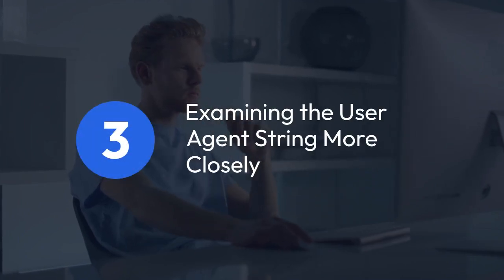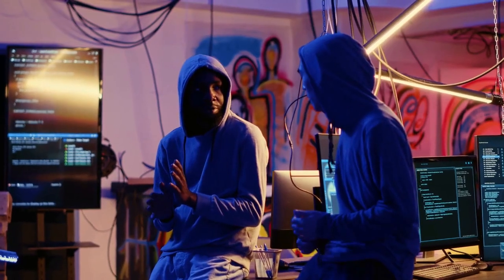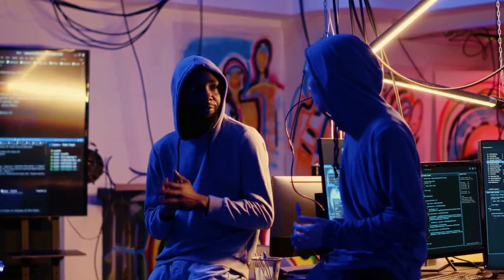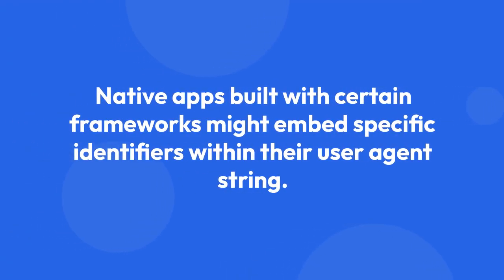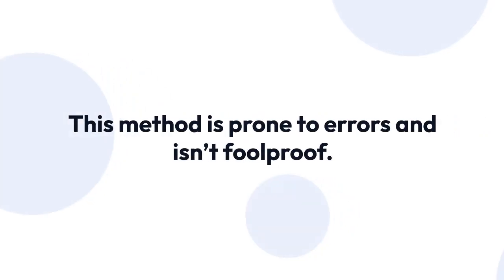3. Examining the user agent string more closely. While the user agent can be faked, certain patterns can provide clues. For example, native apps built with certain frameworks might embed specific identifiers within their user agent string. This requires researching common patterns associated with popular app development frameworks. Be aware that this is prone to errors and isn't foolproof.